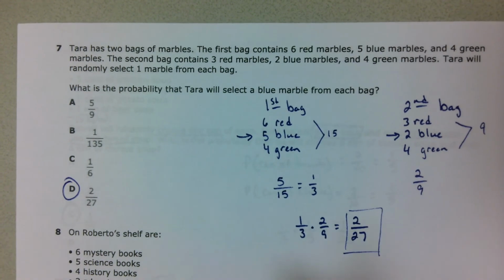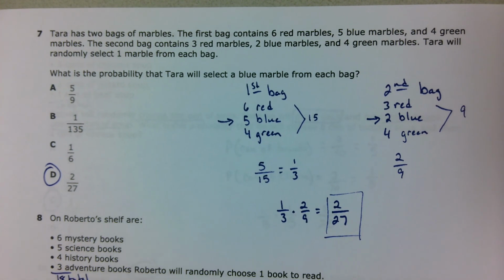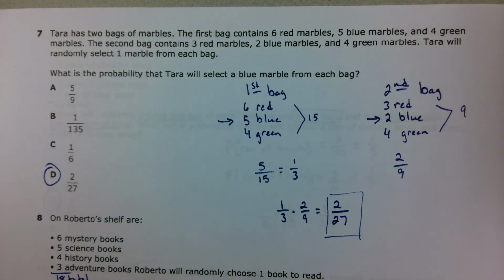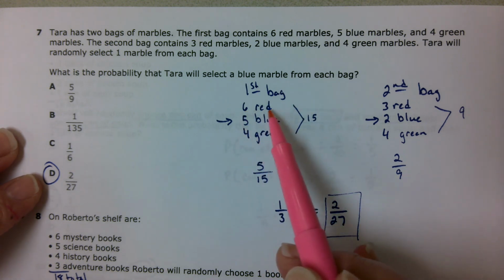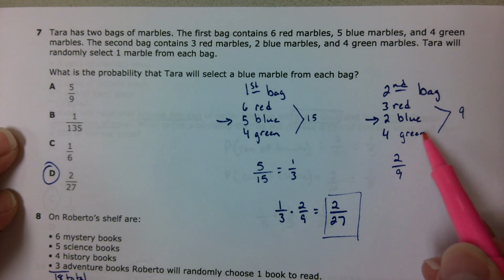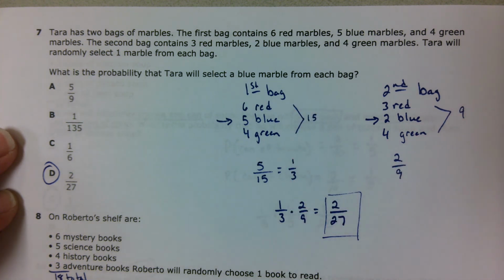Number 7, Tara has 2 bags of marbles. The first bag contains 6 red marbles, 5 blue marbles, and 4 green marbles. The second bag contains 3 red marbles, 2 blue marbles, and 4 green marbles. Tara will randomly select 1 marble from each bag. What is the probability that Tara will select a blue marble from each bag? So I've got my first bag, and I've got 6 reds, 5 blues, 4 greens. In my second bag, 3 reds, 2 blues, 4 greens. Total of 15 marbles in the first bag, and a total of 9 in the second bag.